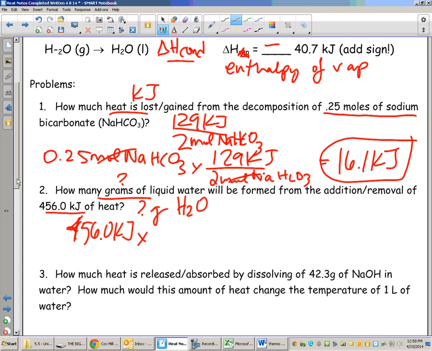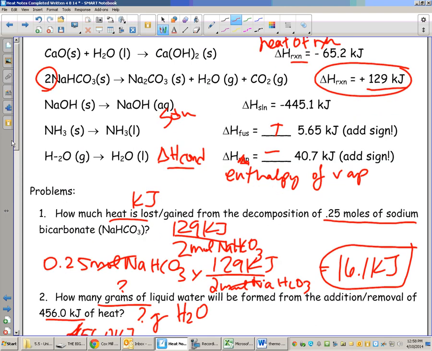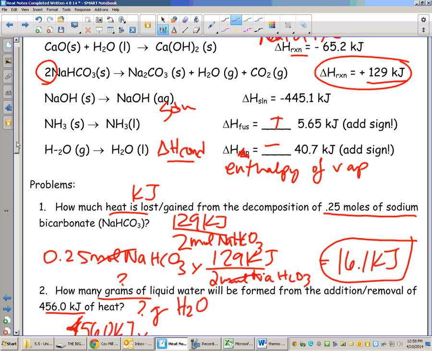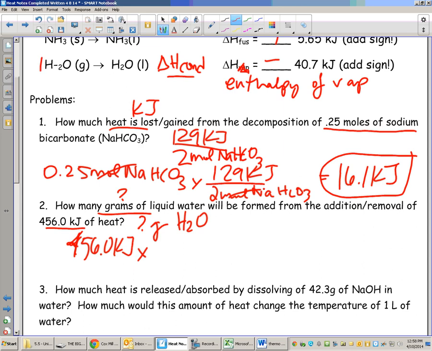The top, yes. Okay, so water. Which one's water? This one right here. I have 40.7 kilojoules of heat. That is being added or removed if you're going from liquid to gas or gas to liquid. So 40.7 kilojoules per, you see there's a 1 right there and a 1 right there? It's per 1 mole then. So our new conversion factor for this is 40.7 kilojoules per 1 mole. So I'm going to use that.